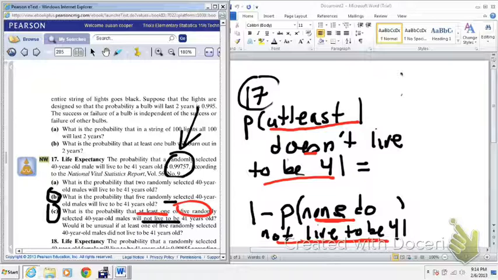So long story short, in part B we had figured out that the answer was 0.987. Oops, I'm looking at the wrong number here. Yeah, so in part B, we figured out the answer was 0.9879.